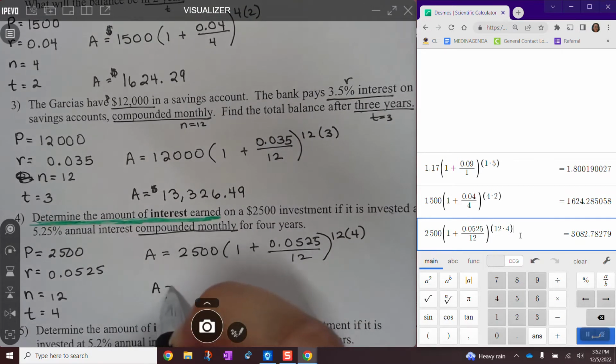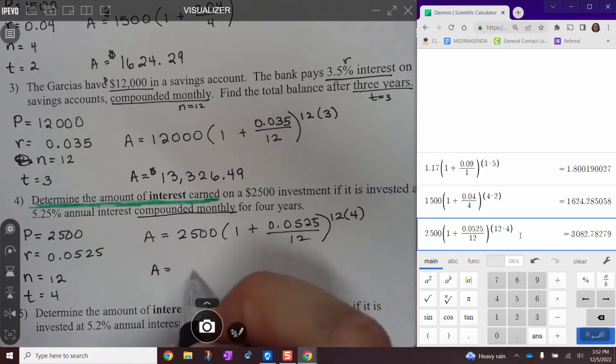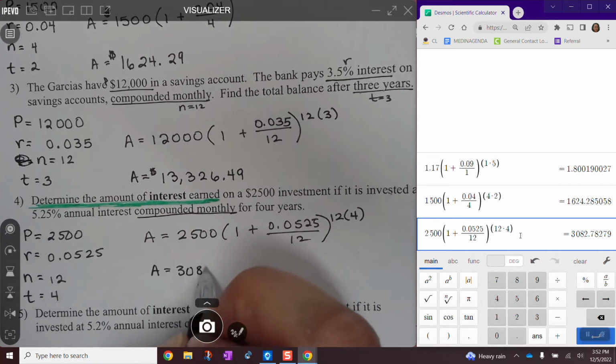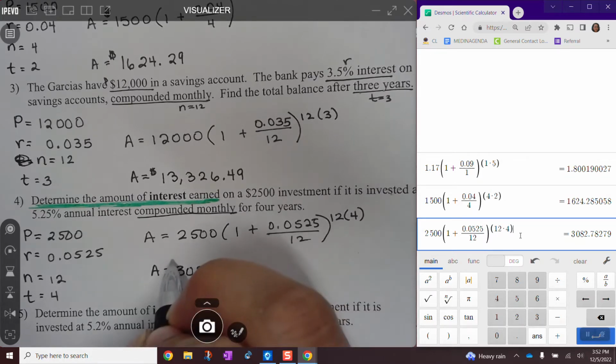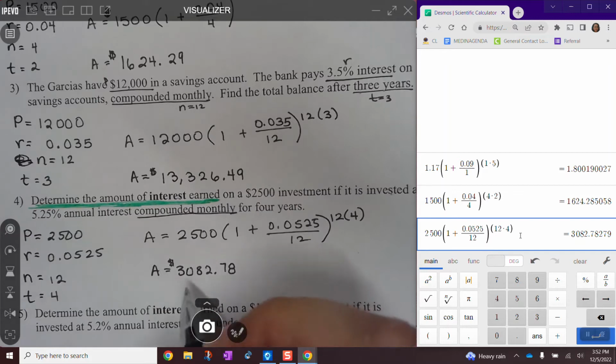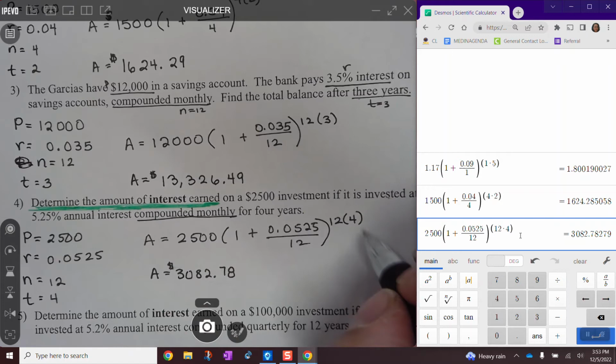There you go. So the new balance after 4 years is going to be 3,082.78. Right? So this is the new balance. We don't want the new balance. We want to know how much money we made in interest.